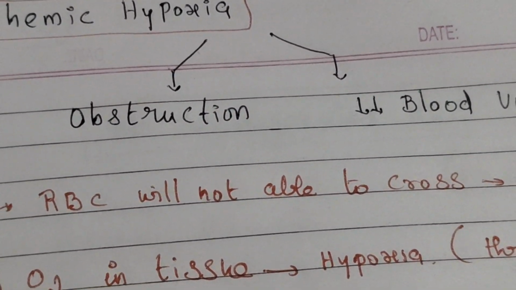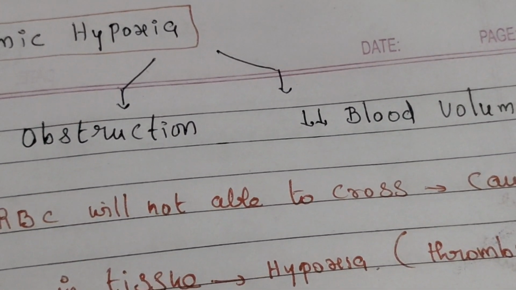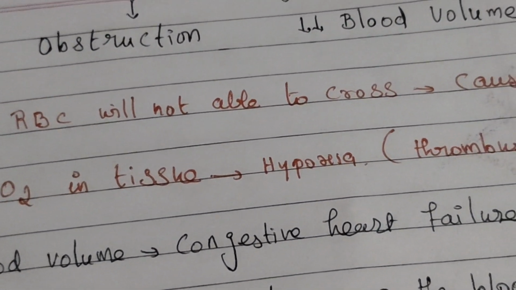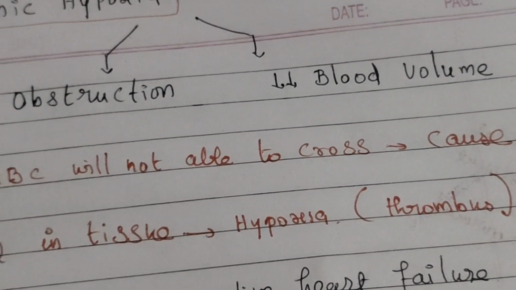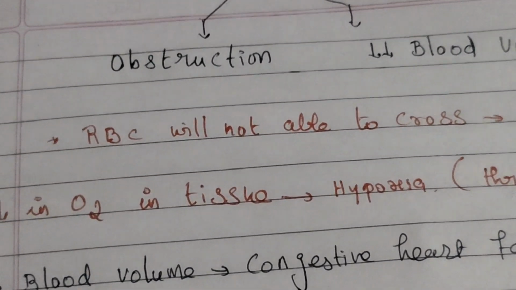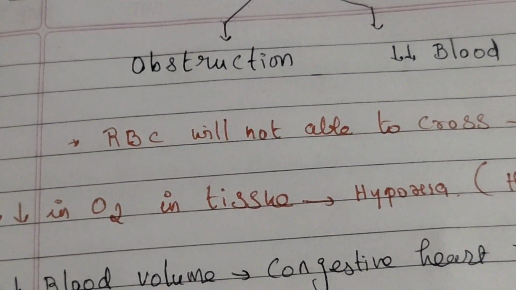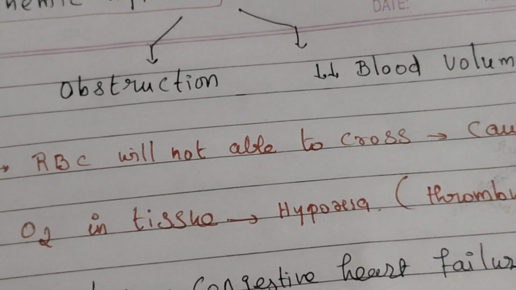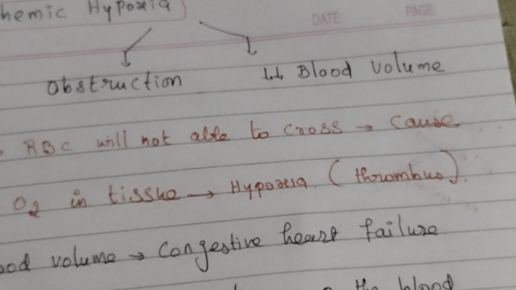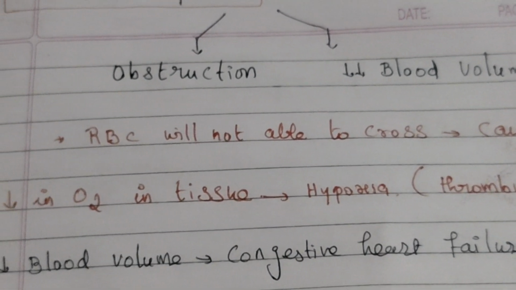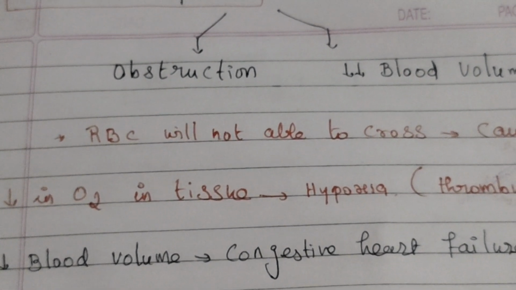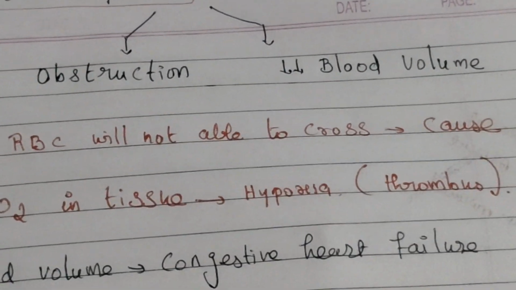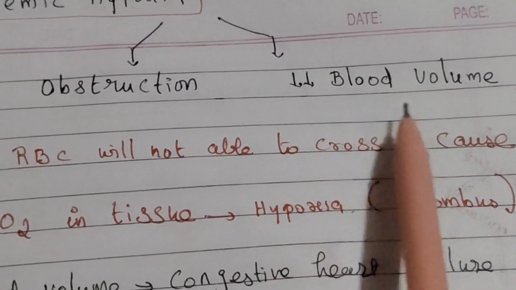So here, because of obstruction, the RBC will not be able to cross that area, and this causes decreasing O2 in the tissue, which causes hypoxia. It can be because of an obstruction like a thrombus. It can also be because of a decrease in blood volume.